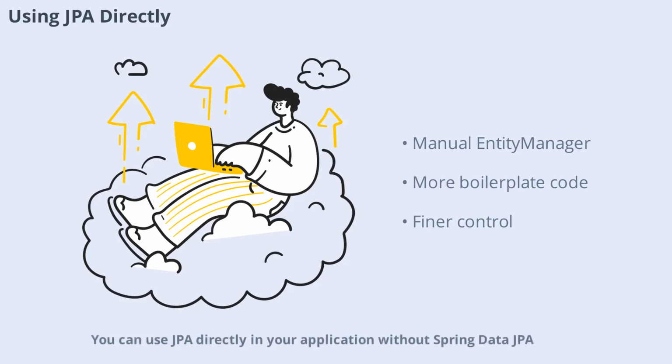You can use JPA directly in your application without Spring Data JPA. This approach gives you more control, but requires more boilerplate code. For example, you'll need to manually create an entity manager, begin and commit transactions, and handle persistence operations. While this can be powerful for complex scenarios, it's more verbose and less convenient than using higher-level abstractions.